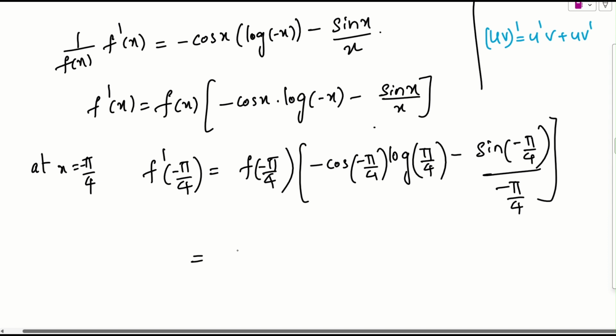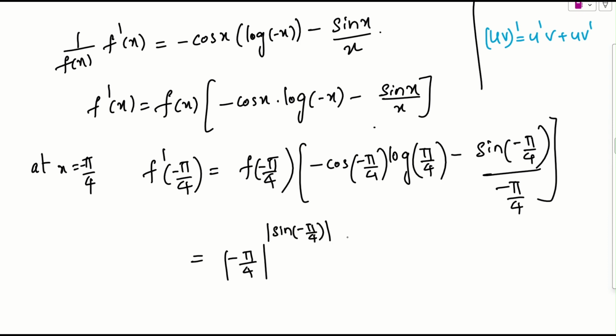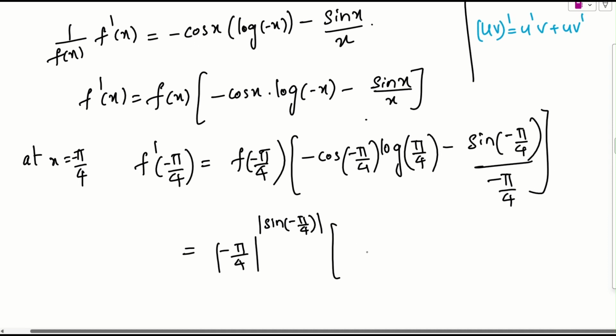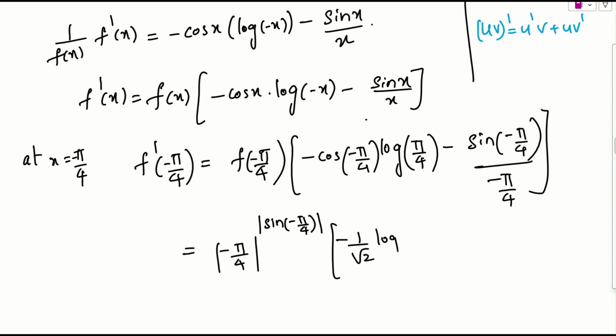We have a modulus function, so I can take it as minus mod pi by 4 raised to the power mod of sine of minus pi by 4. Is it okay? Yeah. And we know that pi by 4 is what? 45 degrees. What is cos 45? Cos 45, negative will be outside, 1 by root 2. Is it okay? Yes. So this is simply log pi by 4.